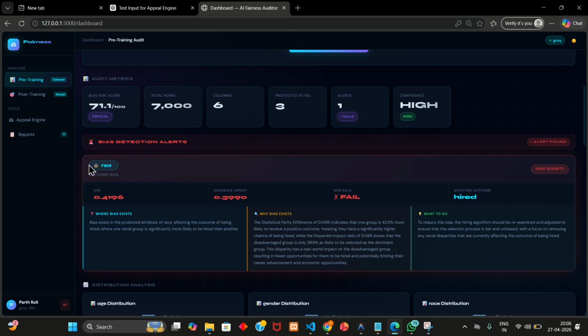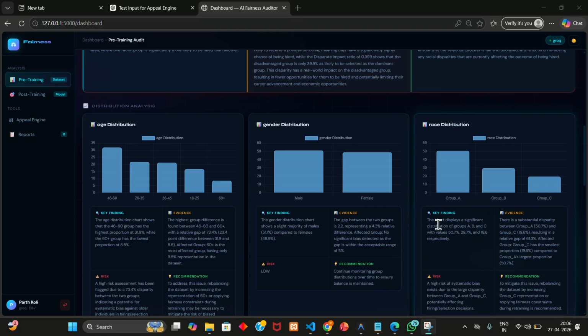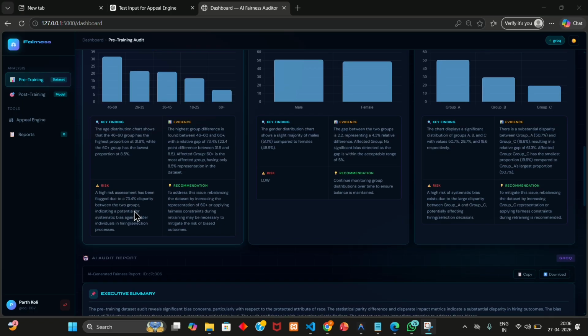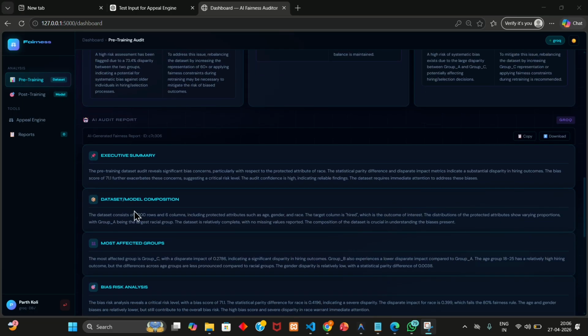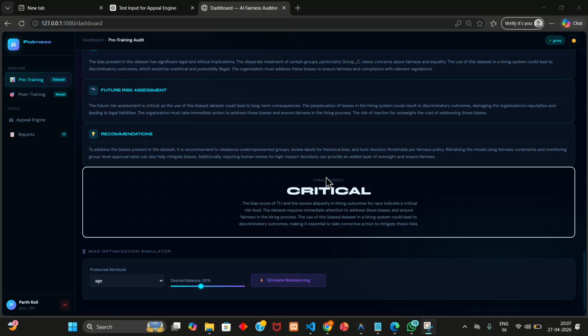Since the bias is based on race, it is properly explained why the bias exists and what to do. Other than that, a proper graph is given here with key findings, evidence, risk, and recommendations. And the same AI audit report, since the model is biased and considered high risk, shows the result as critical.